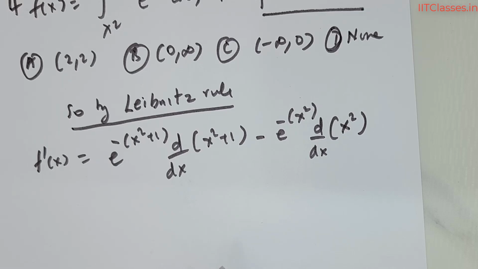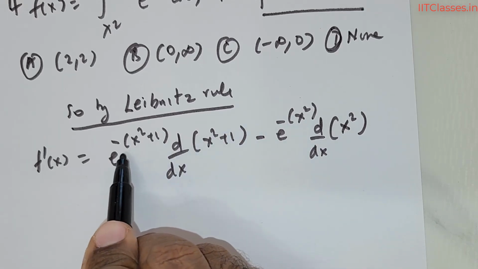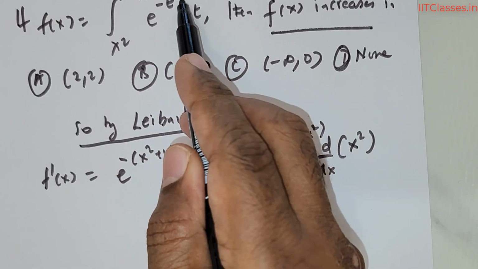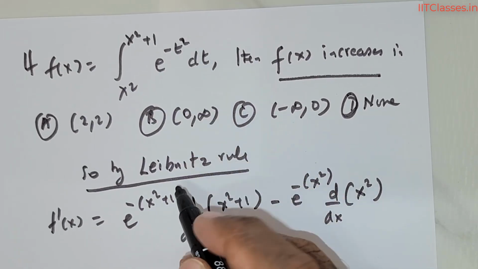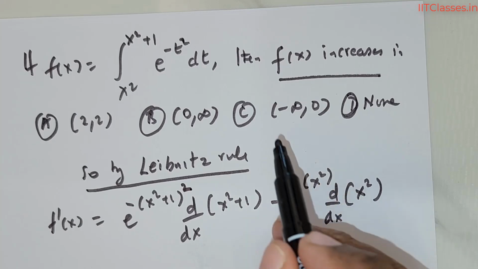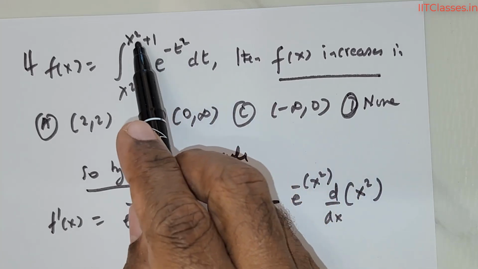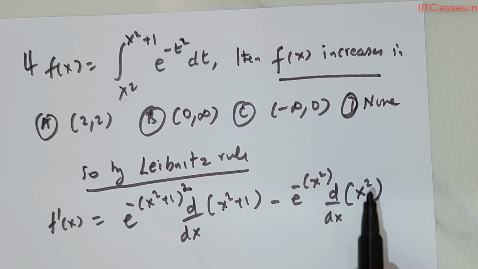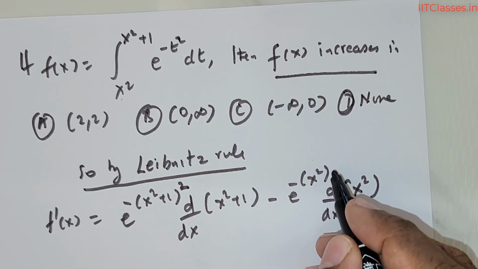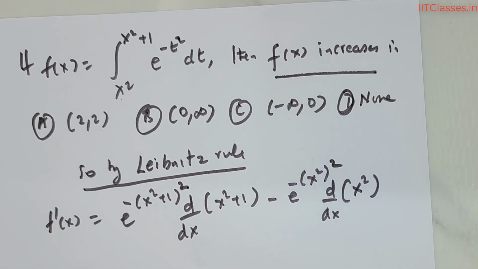So when we substitute the upper limit, there is a square term involved here, so we need to place that square there. And similarly, when we place the lower limit, there is a square term involved there, so we'll have to place that.